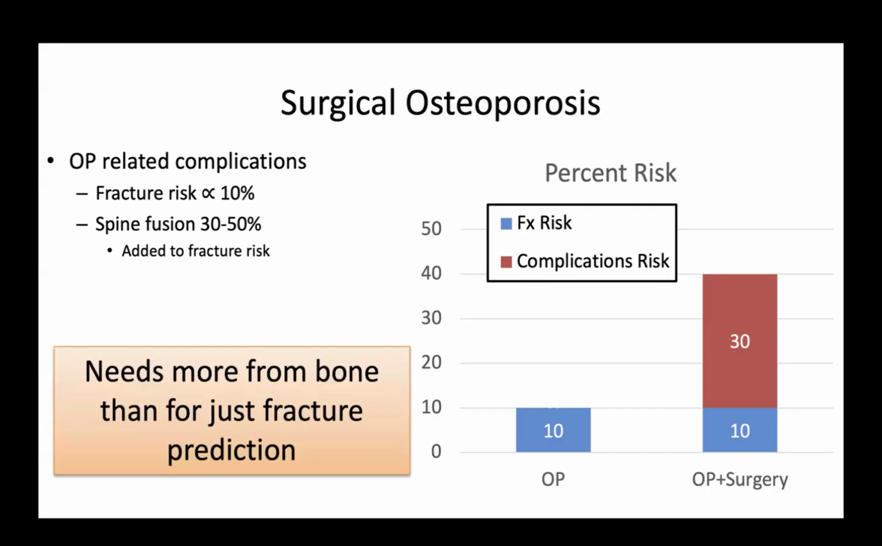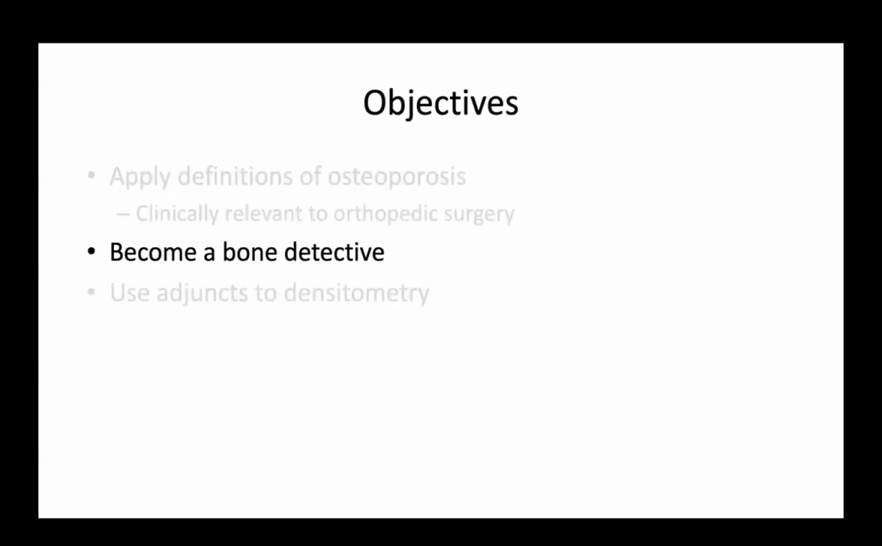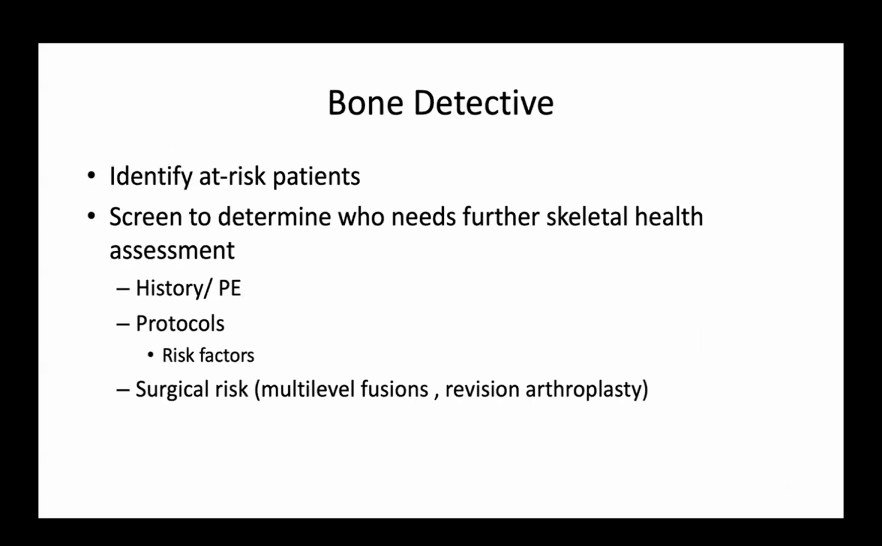So I'm basically saying that the orthopedic surgeon needs more from the bone than just fracture prediction. So, how do we get there? Well, this has become a bone detective, and the goal here is to identify those at risk, to screen to determine who needs further bone health assessment. And I'm not saying that every patient undergoing orthopedic surgery requires a DEXA scan or something. I'm saying they need a screening test to determine if they indeed do or would benefit from a DEXA.